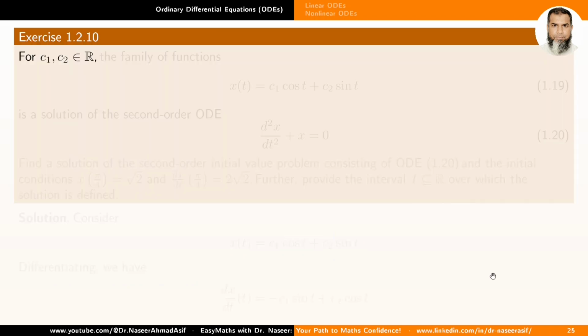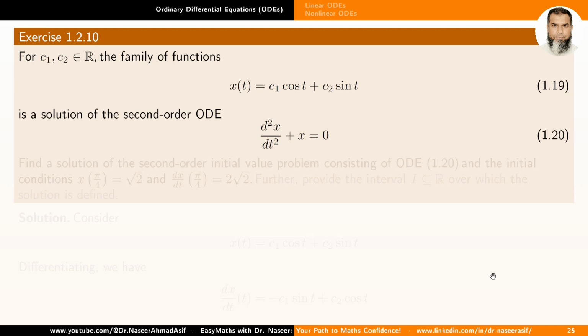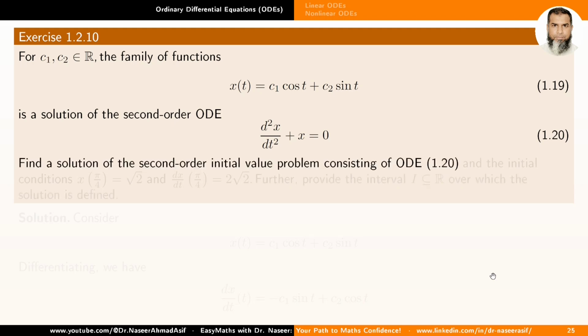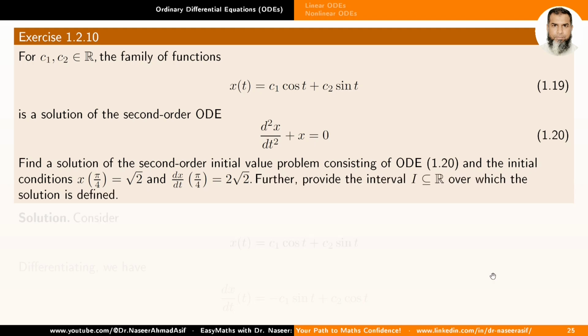Well, see another exercise. For C1, C2 belong to R, the family of functions x of t is equal to C1 cosine t plus C2 sin t is the solution of the second order ODE d2x by dt square plus x is equal to 0. Find the solution of the second order initial value problem consisting of ODE 1.20 and the initial conditions x of pi by 4 is equal to 2 square root and dx by dt of pi by 4 is equal to 2 into 2 square root. Further, provide the interval I subset of R over which the solution is defined.